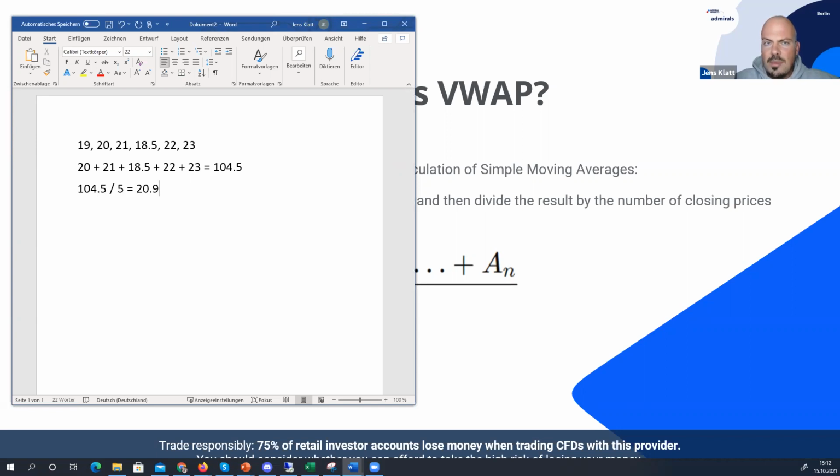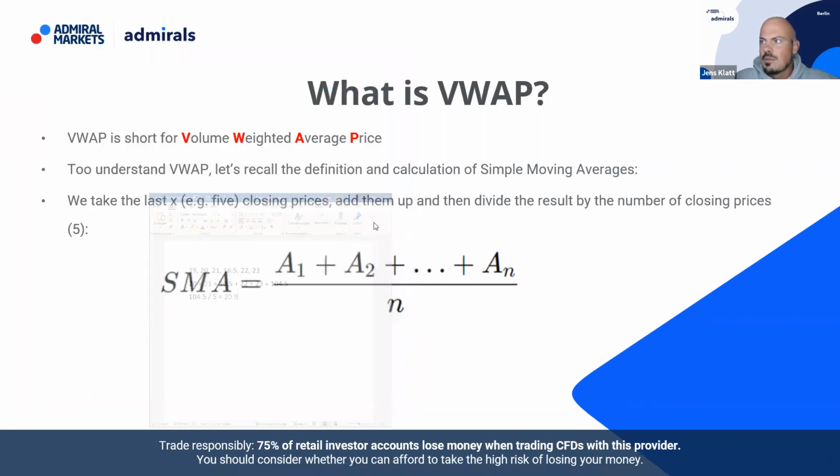Even though this is very, very basic, you will see why it is important to recapitulate this. Because now what we want to do is make this worthier, let's say, for our trading, so that we can really draw conclusions.